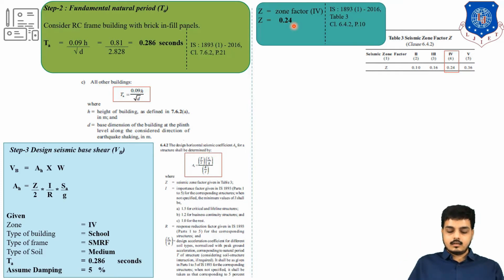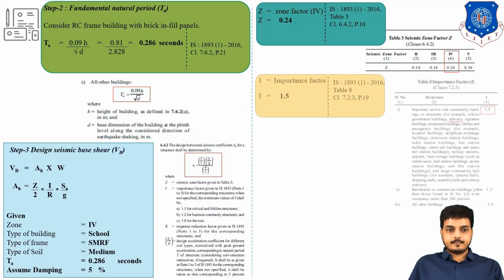Just as given in zone, directly it has given zone 4, so directly we have taken the factor. If it is given in city, then we need to find out in the code where the city is located, and for that area what is the particular zone, and then the factor. So right now it is given directly as zone 4. So Z equals 0.24.